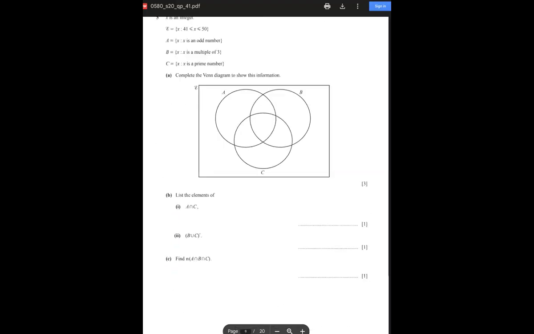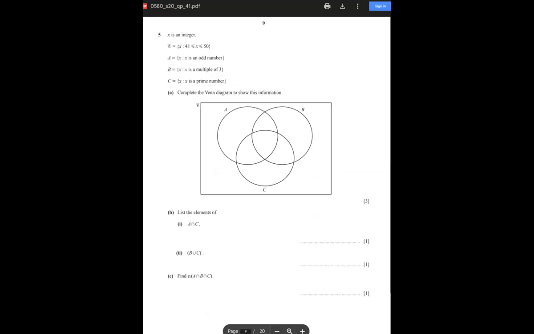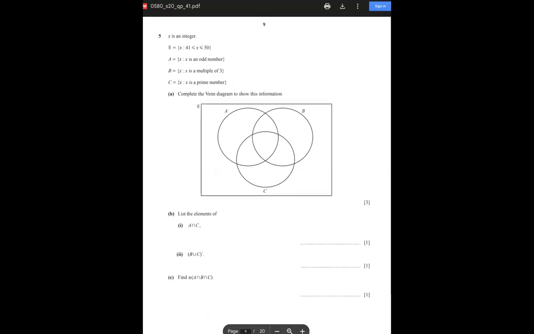Okay, Venn diagram. Complete the Venn diagram to show this information. Basically, you're just filling in all the elements. Before that, I like to list out the elements for each set first. Your universal set contains all the integers between 41 and 50. So this one's like what? 41, 42, 43, all the way to 50.